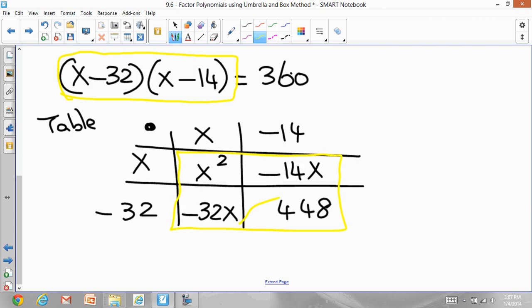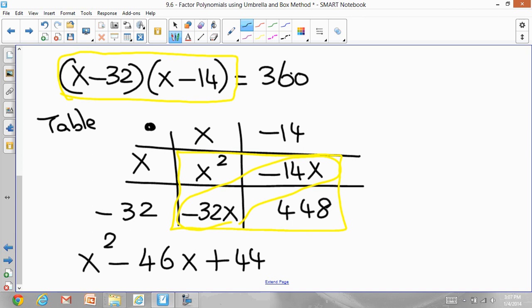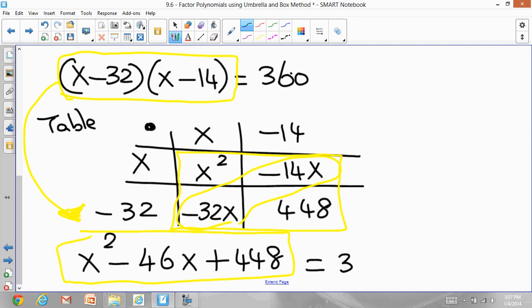And you need to combine these two because they are both the x's. So the final answer is going to look like x squared. Combining negative 14 and negative 32, you're going to get negative 46x plus 448. So this is all for the left side. So x minus 32 multiplied by x minus 14 is going to give you x squared minus 46x plus 448. So you still have equal to 360 to deal with.